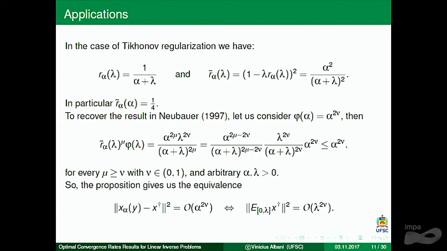And the hypothesis is quite easy to prove that it satisfies the hypothesis when we replace this R tilde alpha by this function and phi by this function, which represents the Hölder decay. Then we recover the Neubauer result from 1997.